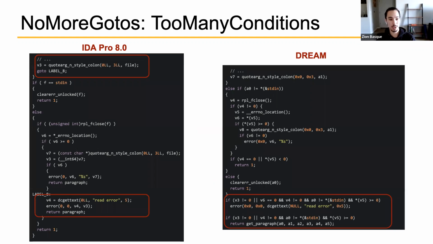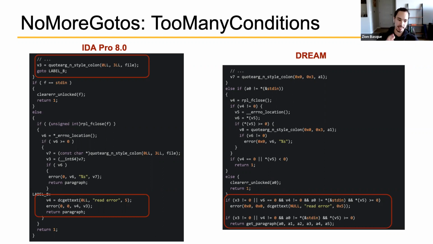So Dream is also called No More Gotos, but I like to refer to it as No More Gotos, Too Many Conditions. Look at the last statement here, which is about the error and the TC get text. You'll notice that the last statement on Dream has this huge if condition. If v3 doesn't equal 0, or v6 equals 0, and v4 doesn't equal 0. And you'll notice that they're overlapping between that statement and the last statement. There's a bunch of conditions. So there's so many conditions, and that's how they got rid of the goto. They replaced it with the conditions that were inside of the graph.